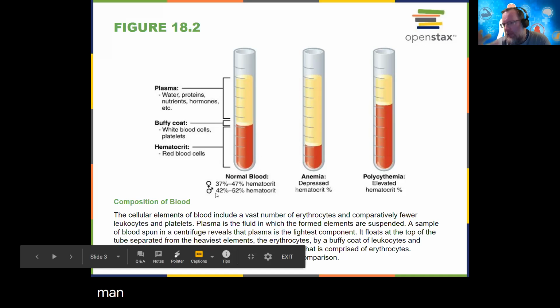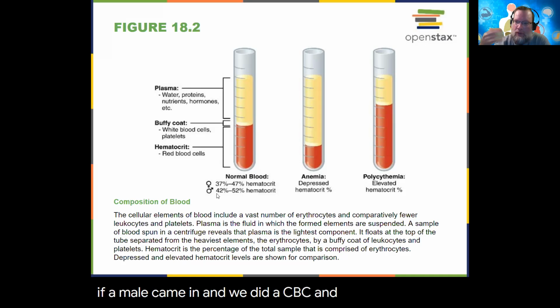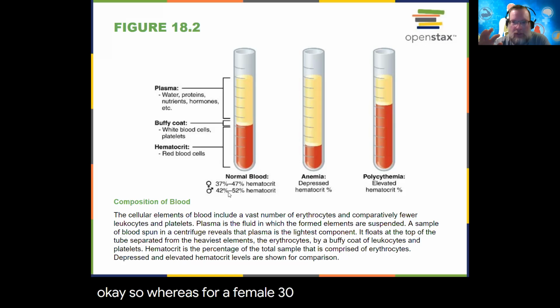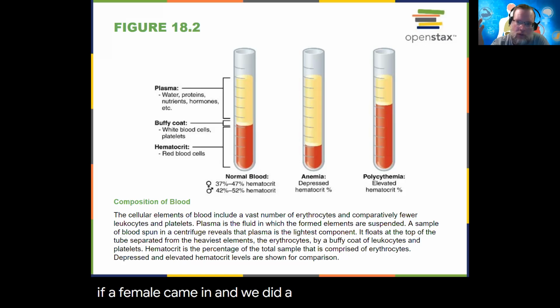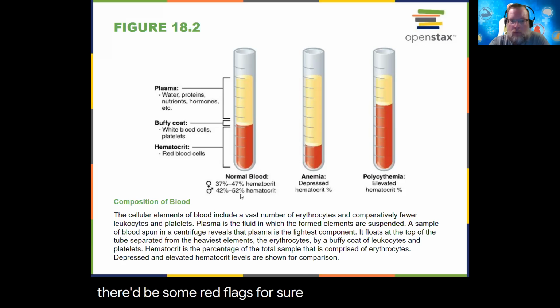For males, the range is a little bit higher. So if a male came in and we did a CBC and they had a 37 hematocrit, that's abnormal. That's out of the range. Whereas for a female, 37 is still technically within that normal range. Likewise, at the other end of it, if a female came in and we did a CBC and her hematocrit came back as being like a 48 or 49, that would be abnormal. There'd be some red flags for sure. Whereas for a male, 48 or 49, yeah, that's in the normal range. So anyway, keep that in mind as well for hematocrit.